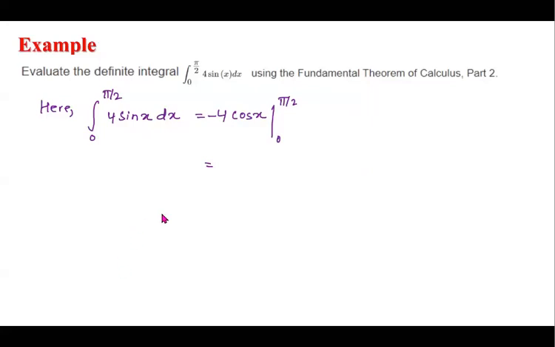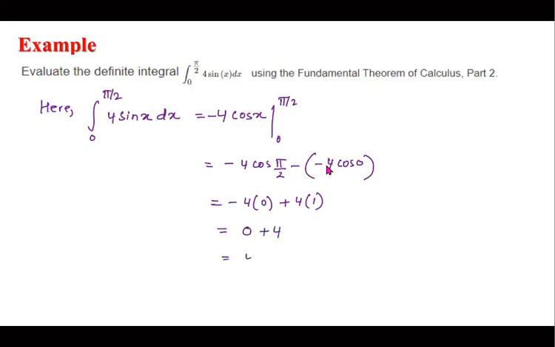So if you plug in pi over 2, it becomes -4 cosine pi over 2. We subtract and plug in the lower limit, subtract and plug in 0. So we have a -4 cosine 0. And what we know is cosine pi over 2 is 0. So it will be -4 times 0. And then negative and negative is positive. 4 times cosine 0, which is 1. So the first term is 0, the second term is 4, which is equal to 4. So that is the value of the definite integral.